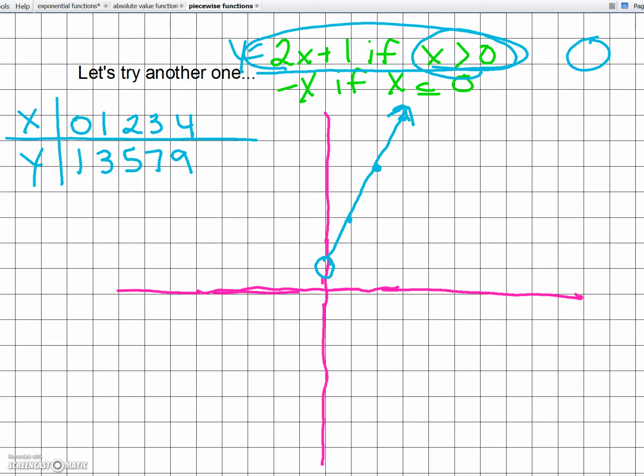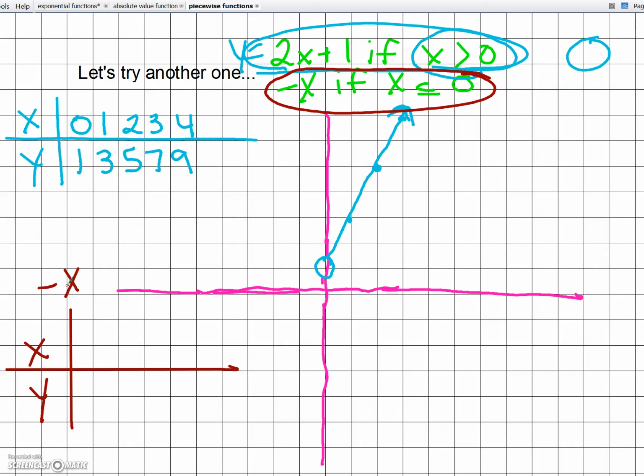Now let's change colors here. We're going to go to the second equation. Making our chart, x and y, our equation is negative x, if x is less than or equal to 0. So we have to start with 0, and it's less than or equal to, so numbers less than that. So we go to negative 1, negative 2, negative 3. And then we have to think x is less than or equal to, so we're going to have a closed circle there.